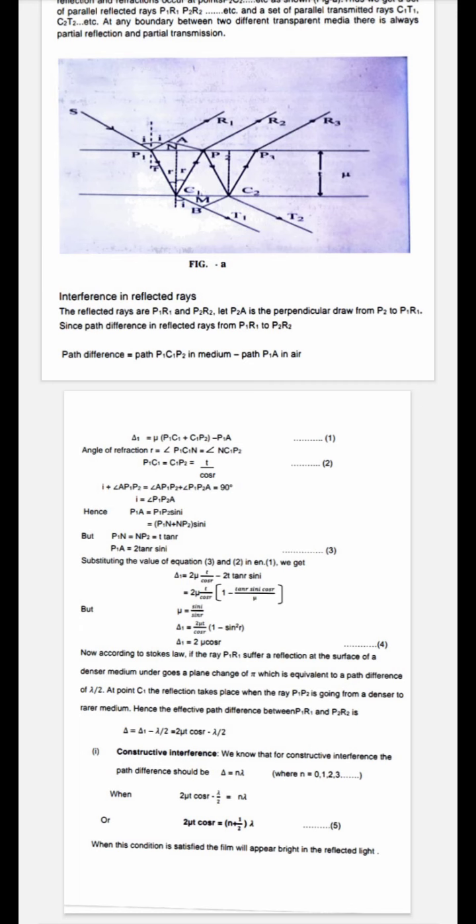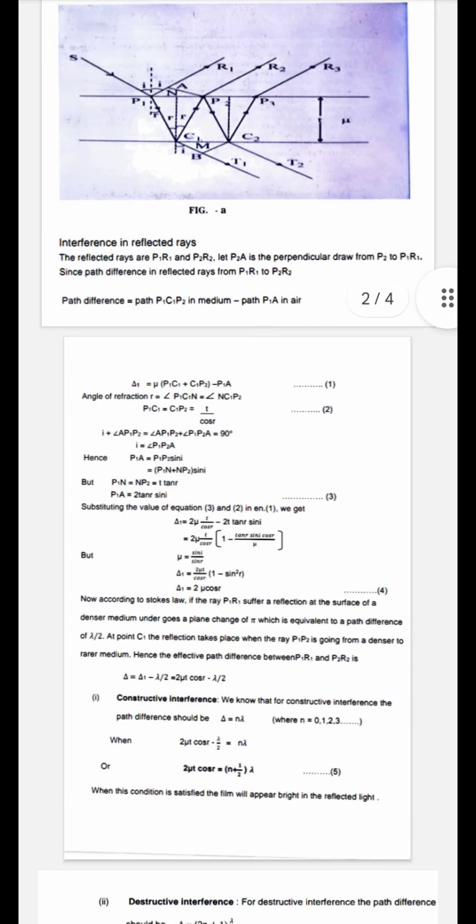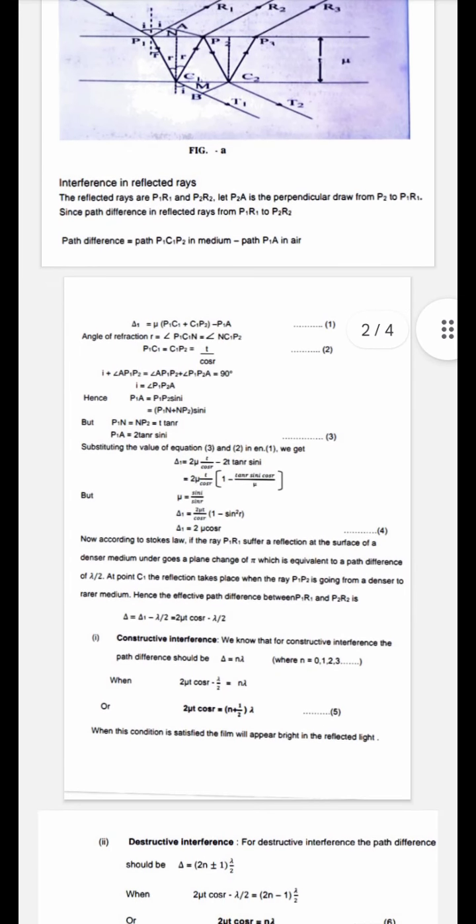At point C1, the reflection takes place with the ray P1P2 going from denser to rarer medium. Hence, the effective path difference between P1R1 and P2R2 is 2 mu t cos r minus lambda by 2. We consider the thin film appearing dark and bright due to interference in the reflected system, as well as interference in the transmitted system.